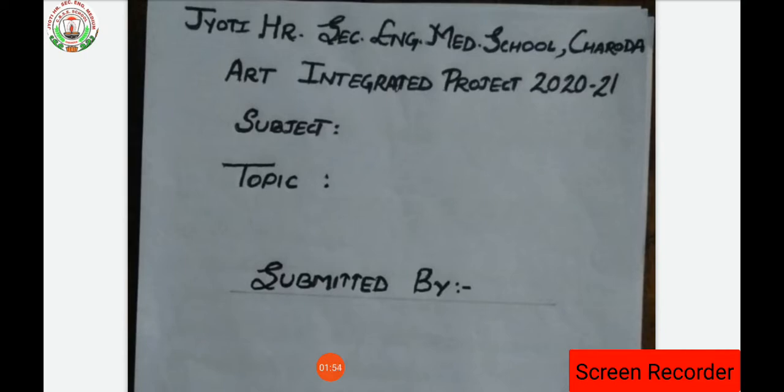You have to write the name of the school, that is Jyoti Higher Secondary English Medium School Charoda, Art Integrated Project 2020 to 2021. In subject, as you are doing mathematics, write mathematics project. If you are doing English, write English subject. If you are doing Sanskrit, write Sanskrit subject. The next point is the topic. In the topic, write whatever topic is given by your subject teacher.